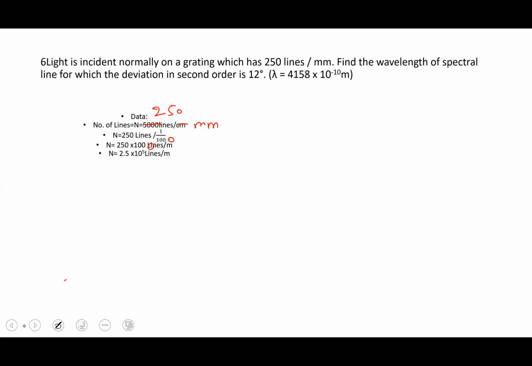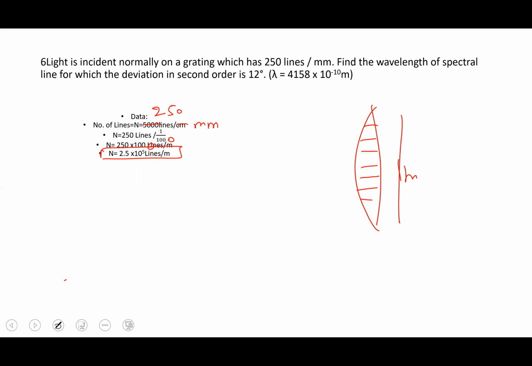So we get in the end 2.5 into 10 to the power 5 lines per meter, and this is our required answer. That means 2.5 into 10 to the power 5 lines were in 1 meter of the distance.